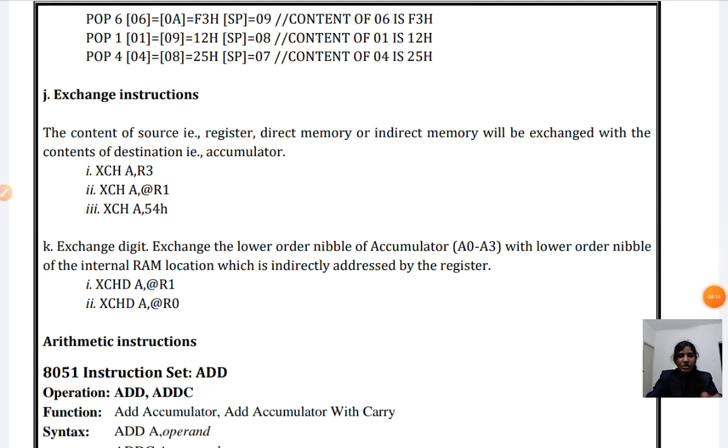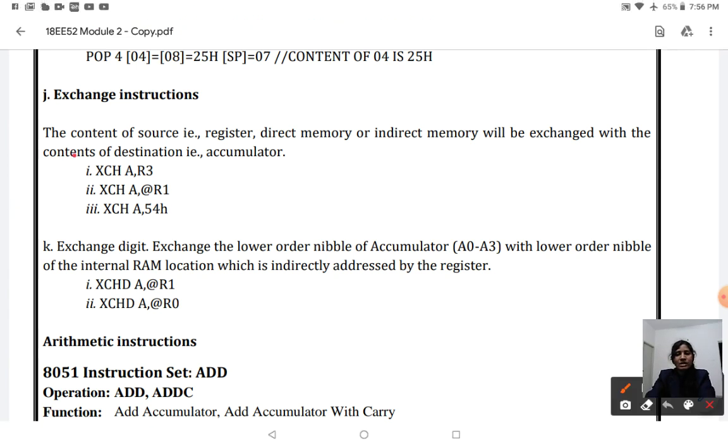Exchange instruction means there are two ways of exchanging. One is exchanging the data between register to register, or from an address to the register. Here also you can use register addressing, direct addressing and immediate addressing. Sorry, immediate addressing is not possible. Register addressing, indirect addressing and direct addressing. Consider the first one. Now I'll write one example.